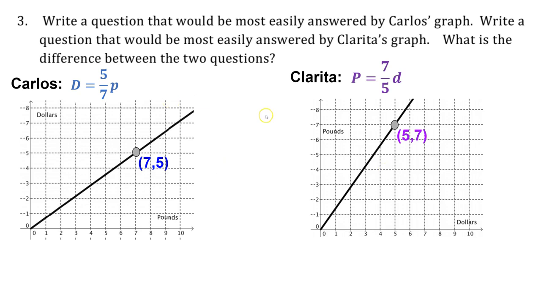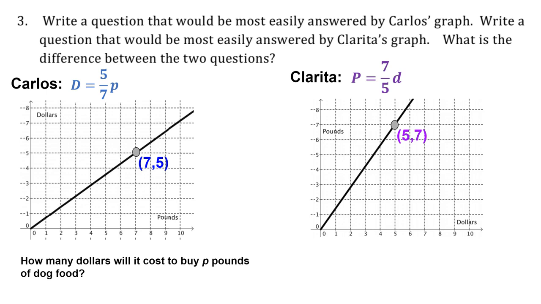Question 3 asks us to write a question that would most easily be answered by Carlos's graph. The questions that could be answered by Carlos's graph are questions of the form: how many dollars will it cost to buy p pounds of dog food? Because the dollars depends on the pounds in Carlos's scenario and the way that he's graphed it.